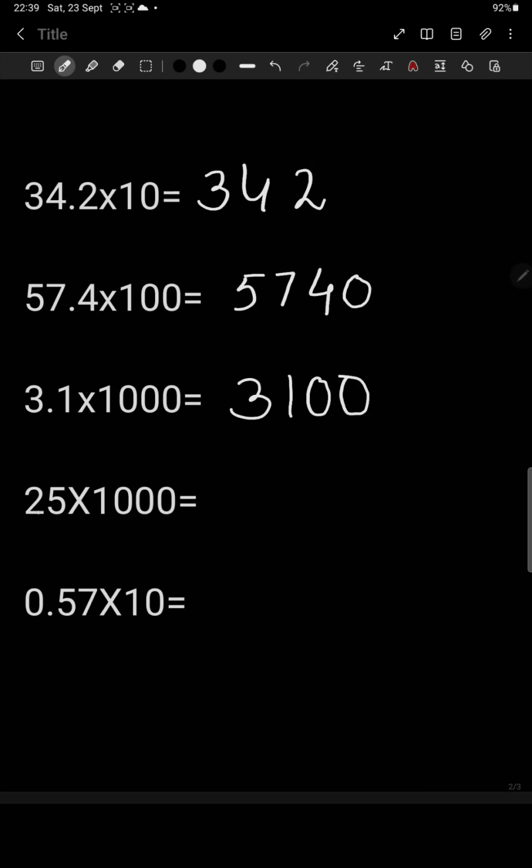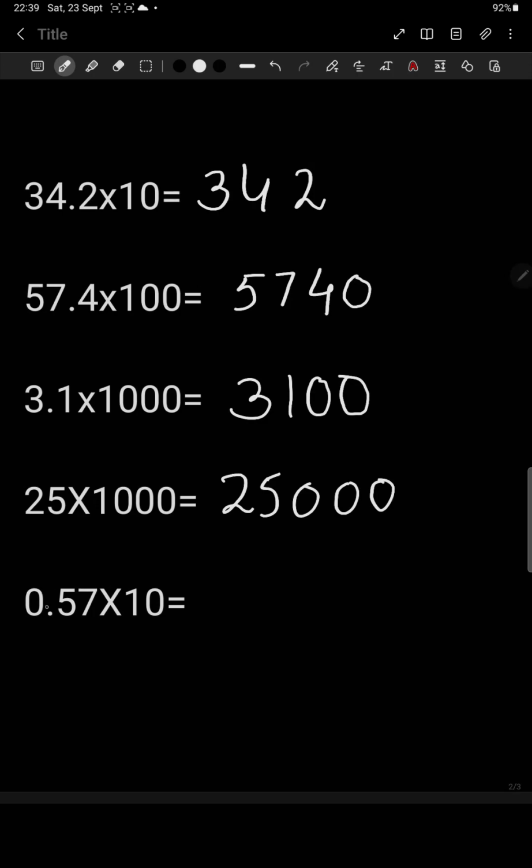If the number is a whole number, then what will happen? There is no decimal in it. So 25 multiplied by 1000, obviously it will become 25,000. Because whenever a number is multiplied by 1000, it becomes that number in thousands. So it will be 25,000.